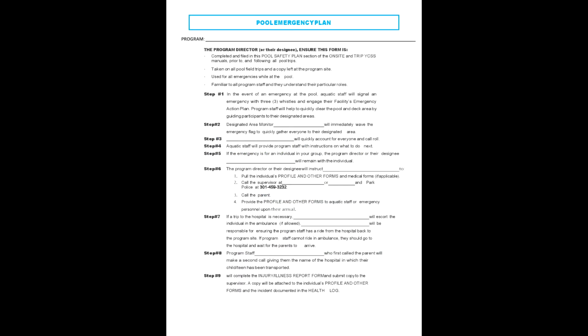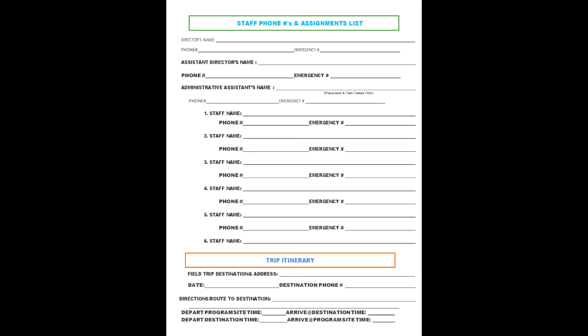The pool emergency plan. The pool emergency plan is used for emergencies at the pool. When going on a trip to the pool, complete and take the field trip emergency plan, as well as the pool emergency plan, indicating only those staff taking the trip to the pool. The field trip plan is used in the event of an emergency traveling to and from the pool, and the pool emergency plan is used in the event of an emergency while at the pool.